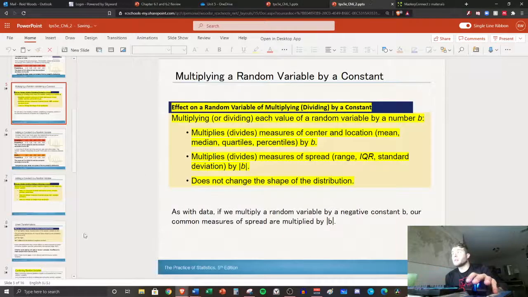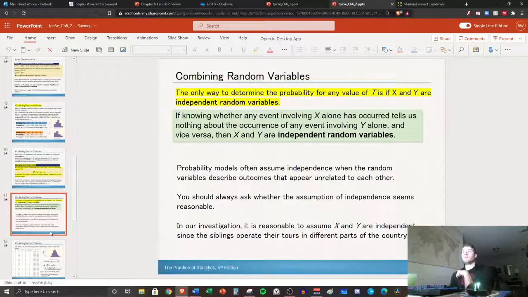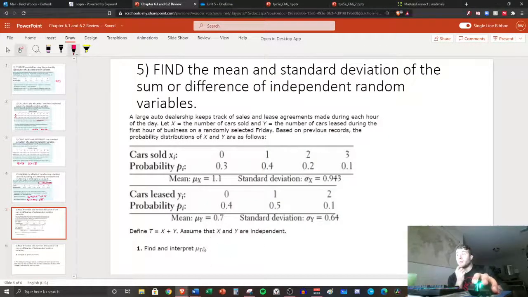So in our notes, we talked about combining random variables. We have a lot of different formulas that we're going to be talking about as we review this. But one of the main things for random variables is the only way to determine the probability for any value of T is if they are independent. We can't have one outcome influence the other outcome. They need to be independent of one another. Okay. So now that we know that in this problem, we're going to be able to find this.